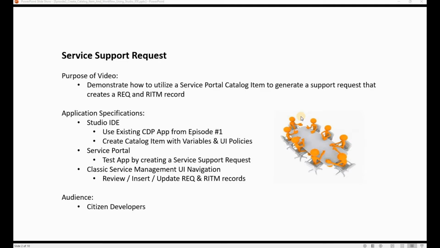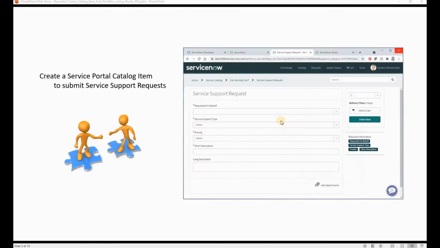Application specifications. Within Studio IDE, we'll use an existing CDP app created in episode 1. We'll create a catalog item with variables and UI policies. From the service portal, we'll test the app by creating a service support request. Using the classic service management UI navigation, I'll show you how you can review, insert, and update the REC and RITM records. The audience for this application is going to be the citizen developers.